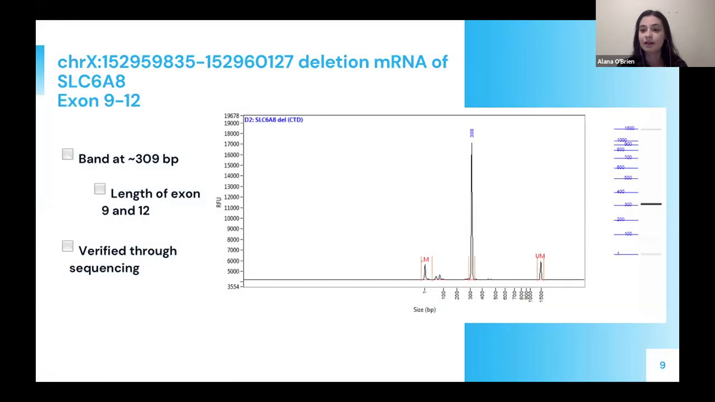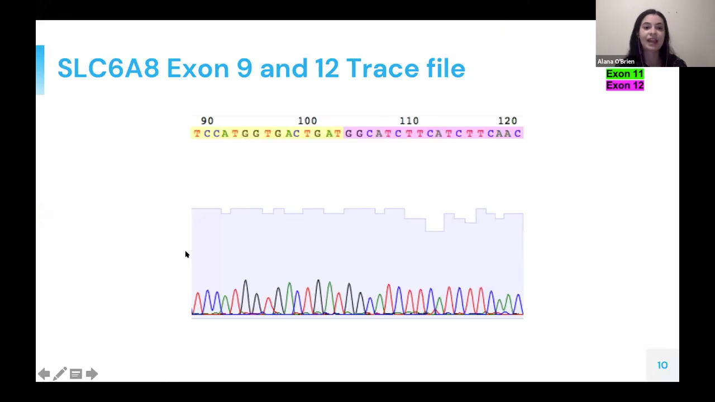Next, we ran the PCR fragments from the CTD fibroblasts, and we see that we get a band at around 309 base pairs, and this is the length of exons 9 and 12. And so we excised this band and sent it for sequencing to confirm. And in the trace file that we see, exon 9 is directly spliced to exon 12.